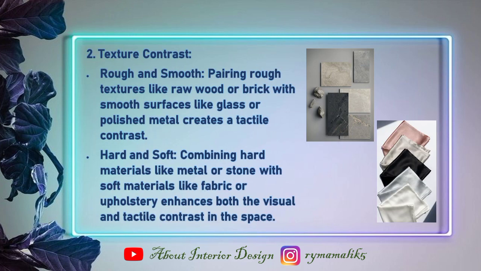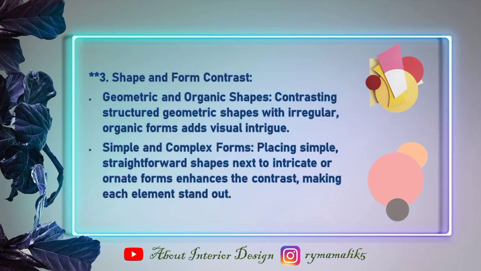2. Texture contrast. Rough and smooth. Pairing rough textures like raw wood or brick with smooth surfaces like glass or polished metal creates a tactile contrast. Hard and soft. Combining hard materials like metal or stone with soft materials like fabric or upholstery enhances both the visual and tactile contrast in the space.